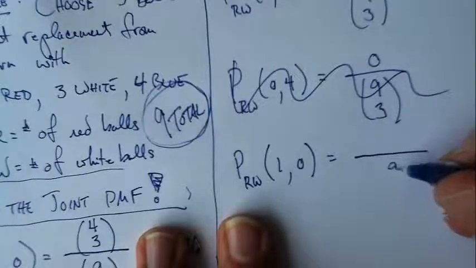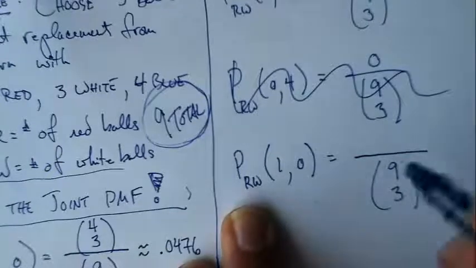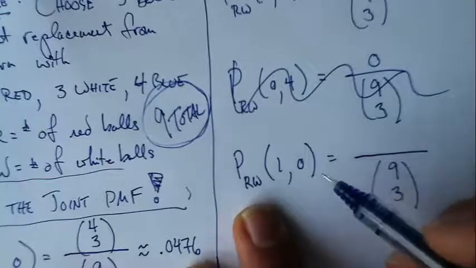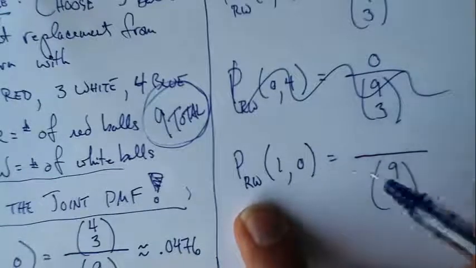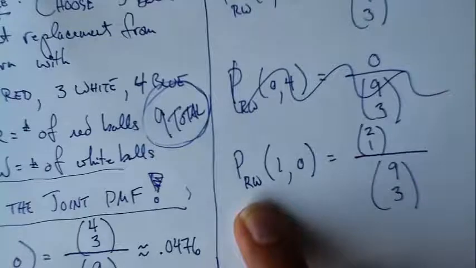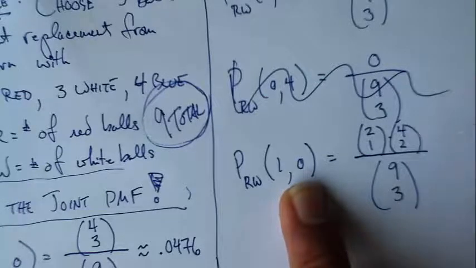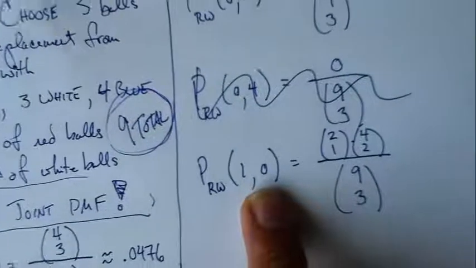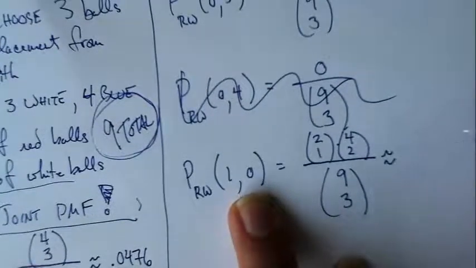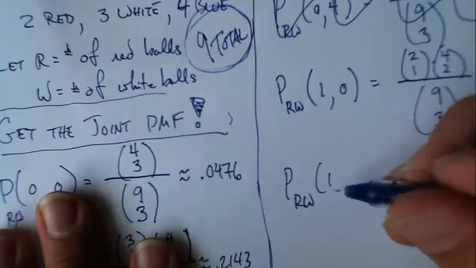So again, there are 9 choose 3 ways to choose the balls in the bottom. And now, how many ways can I get 1 red ball and no white balls? Okay, 1 red ball. There's 2 choose 1 ways to get 1 red ball because there are 2 red balls, right? And then no white, that means the remaining 2 have to be blue, right? So it's got to be that. And I think that turns out to be about 0.1429, right?